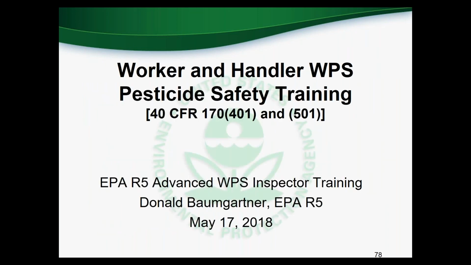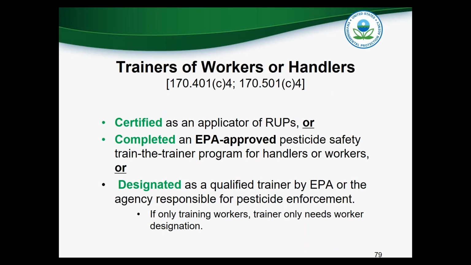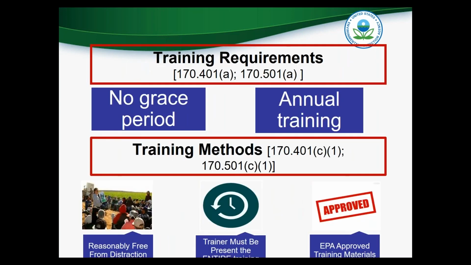Okay, thank you very much, Carol. Now I'd like to address safety training, pesticide safety training under the WPS. Next slide, please. Okay, trainers and workers and handlers. Most of you all know this already, but you have to be certified as an applicator of RUPs, and that could be any category, have completed an EPA-approved pesticide safety trainer program, or be designated by EPA or the state agency in order to train.